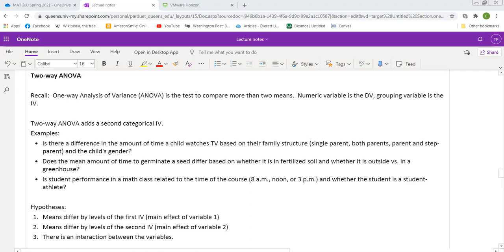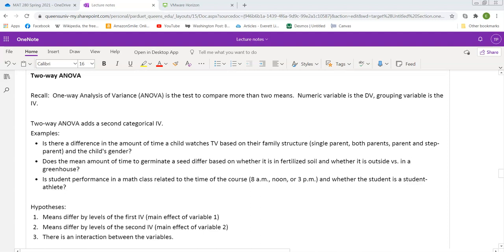Everybody, welcome to the lesson on the two-way analysis of variance. Before we get into that, let's do a little bit of review about the one-way analysis of variance, or just the plain old ANOVA. If they leave off the one-way, it's implied, which was the test to compare more than two means.